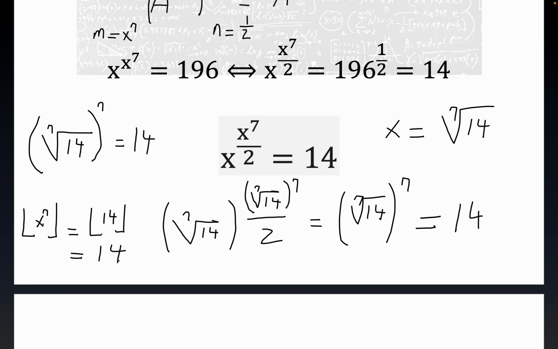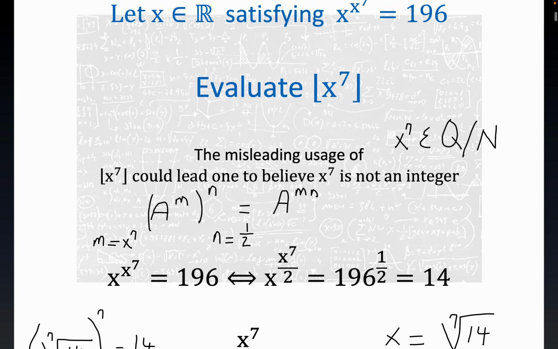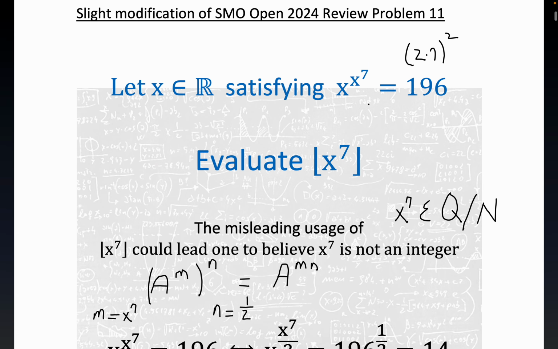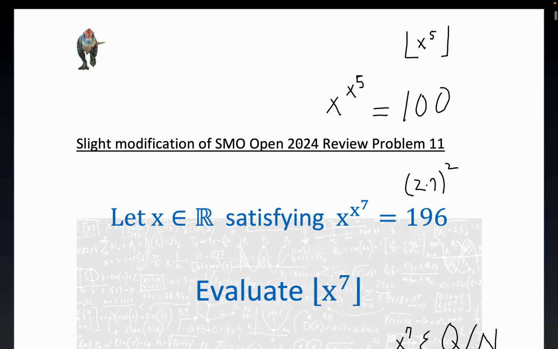I think the SMO people, maybe they were in a hurry here. I don't see a sound motivation for taking the floor. And again, this is a problem I made up based on this structure right here. This was the original problem 11 in an SMO Open review, and the answer here, the floor of x to the 5th, equals 10. It's trivial if you look at it. The exponent manipulation is just a little uncommon and maybe slightly confusing. But anyway, that's it.